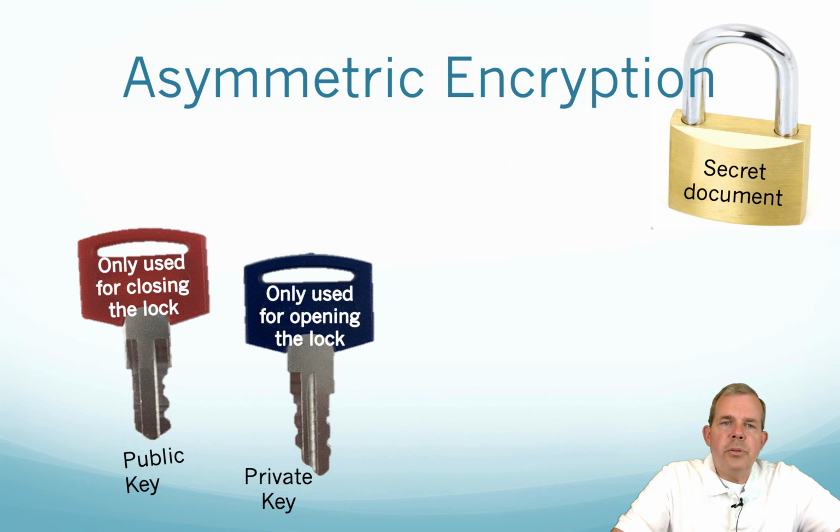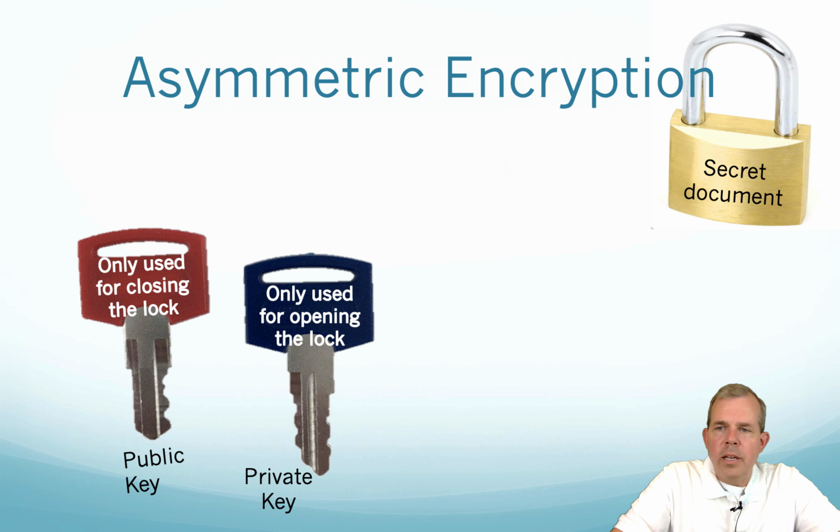The alternative to symmetric encryption is called asymmetric encryption, and this is a far more recent invention. For centuries or even millennia, the standard for encryption was symmetric encryption. But more recently, asymmetric encryption is what a lot of communications on the internet use. So this is how it's different.